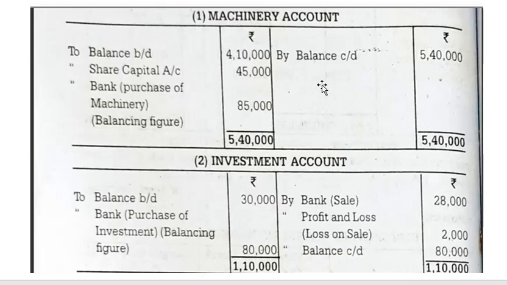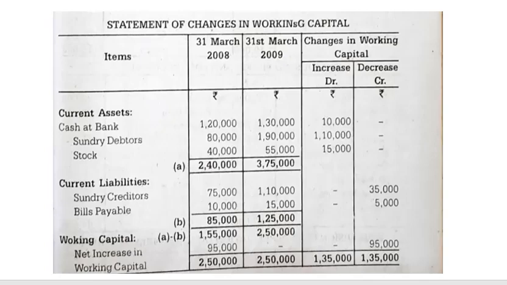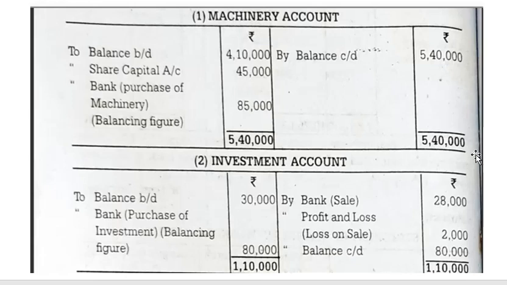There is no other adjustment, so carried down balance. The difference will be considered as "To bank" or "By bank." Here the difference, the balancing figure, is 85,000. The total is 5,40,000.